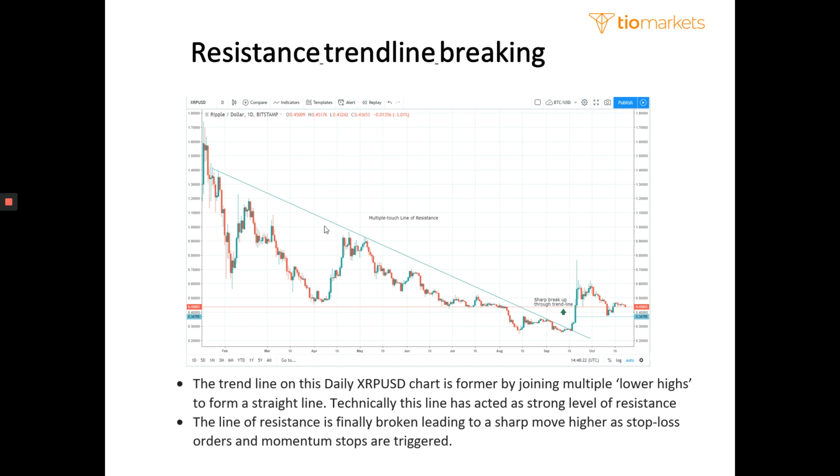But anyway, you will look on here to sell ahead of the line with a stop loss above the line. And again, if you're a counter trend type person, a momentum trader looking to trade that break, you're the one that wants to leave a stop entry order above the line, hopefully catch a sharp move higher with a stop loss below the line.